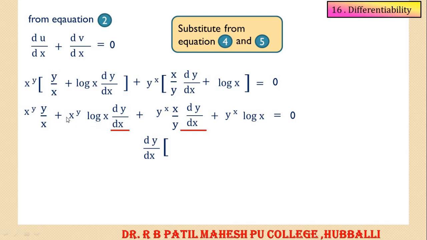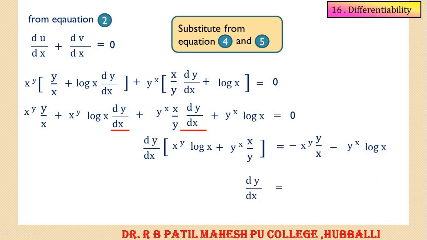See here. So this is common, put the bracket. So first term coefficient is x raised to y log x and second term is y raised to x into x upon y. Therefore plus y raised to x into x upon y. Complete the bracket. So is equal to, remaining terms, they are positive. So transfer to the right side, it becomes minus sign. So therefore minus x raised to y upon x and minus this is the second term, y raised to x log x.